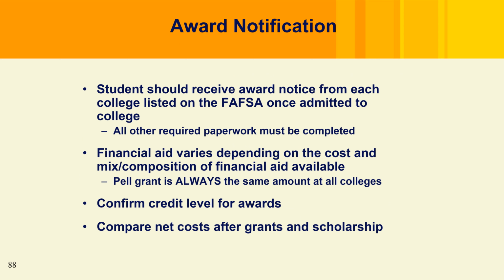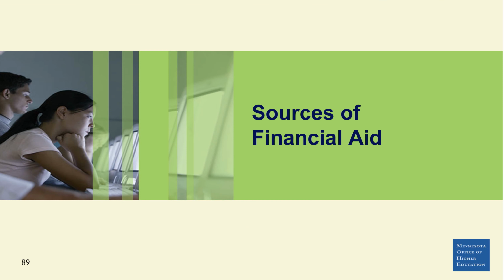Once you get through that verification process and submit any additional documentation that may be asked for, the student should receive an award notification from every college they've listed on the FAFSA. Financial aid does vary depending on cost, but the Pell Grant is always the same regardless of the cost of the college. Sources of financial aid: what are you going to see on that award letter?